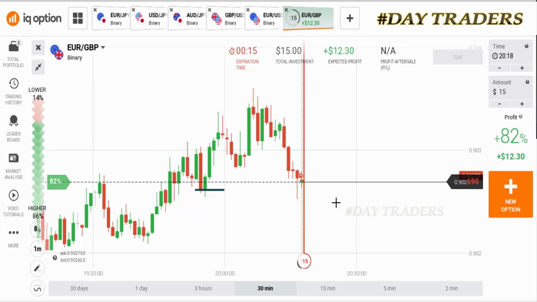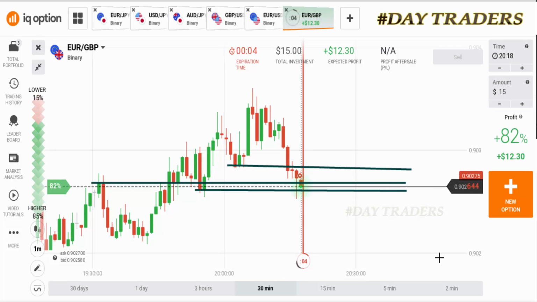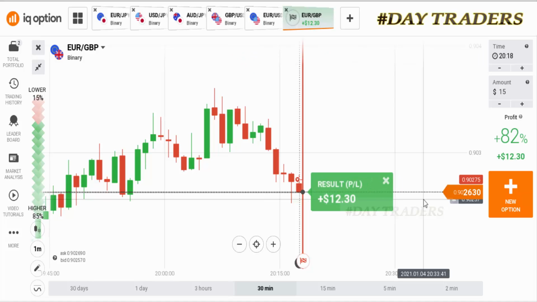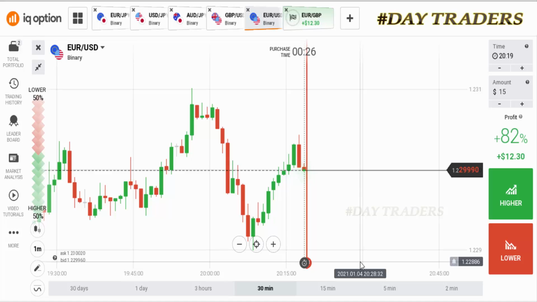Okay, now this level, and this is a resistance level. Okay, this is a winning trade. I'll check the next pair. Okay, we'll place a lower option.